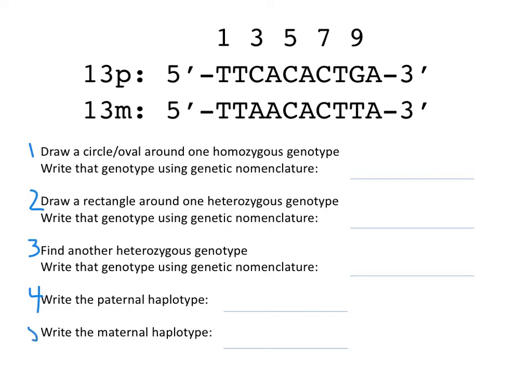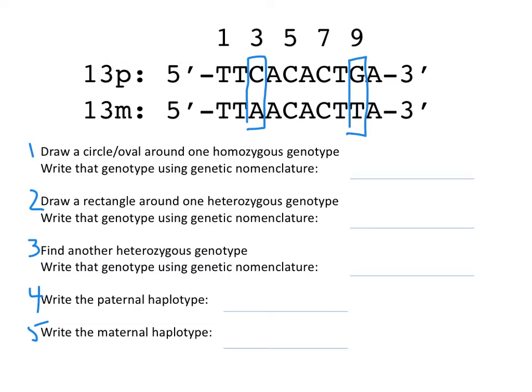Let me number these. Let's start with number 2. Are there any heterozygous genotypes up here? And if so, which number in the nucleotide alignment are they? 3 and 9. Okay, so let's see. So question 2, draw a rectangle around a heterozygous genotype. It's either 3 or 9. Right, heterozygous, different nucleotide on the homologous chromosomes in the same position. Everything else up there is homozygous.